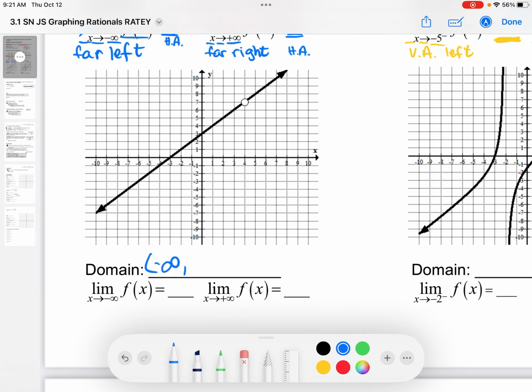So its domain, left to right, would start at negative infinity, and it would go to 4, not including 4, so it's a parentheses. Then we start over on the other side of 4 and go to infinity. Because of that hole, the domain breaks at x equaling 4.